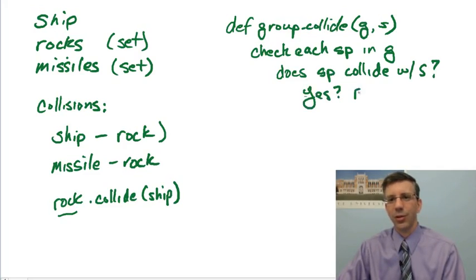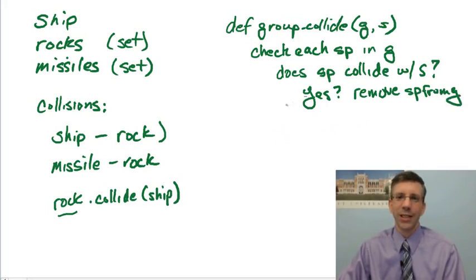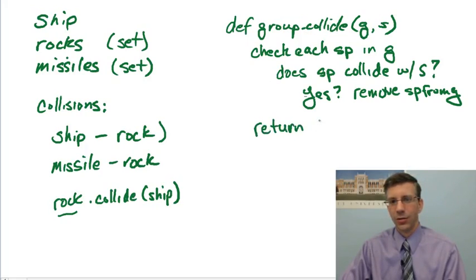If the answer is yes, okay, then what are you going to do? You're going to remove SP from G, right? You're going to get it out of there because it's been hit. It was a rock. In the simple case, I'll pass in the rock set as G and the ship as S. If I hit a rock, I need to get rid of the rock out of the group. Then when I'm done, I need to return true or false, right? Because if I did hit a rock, then I need to know that. So I return true if you collide with anything in G, and false if S collides with nothing in G.